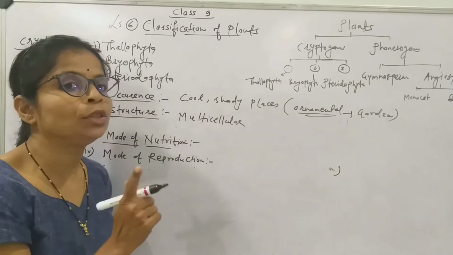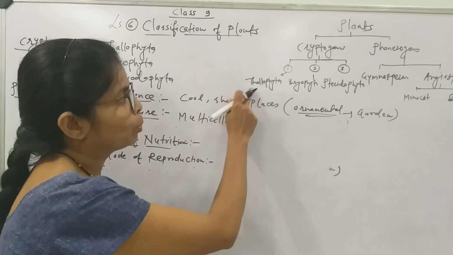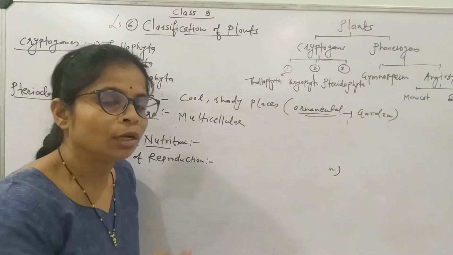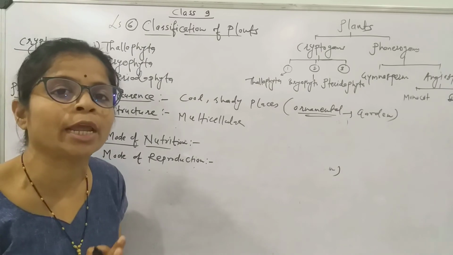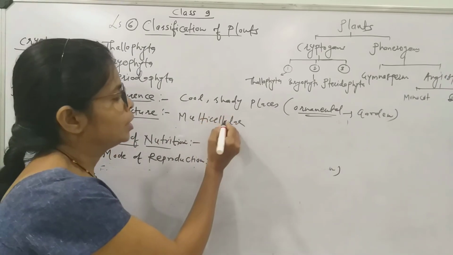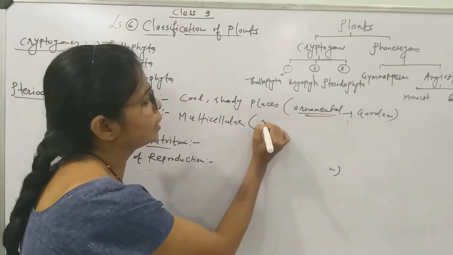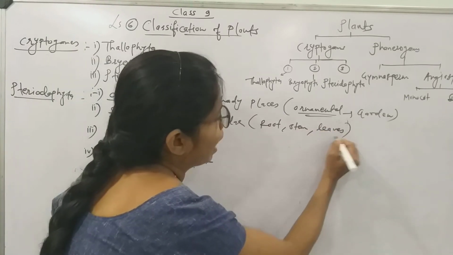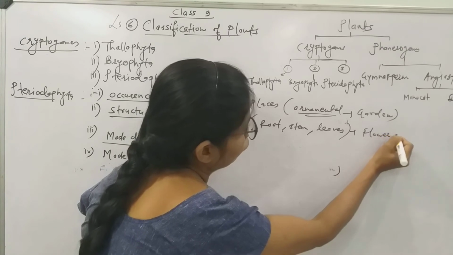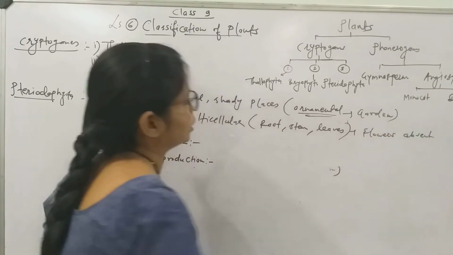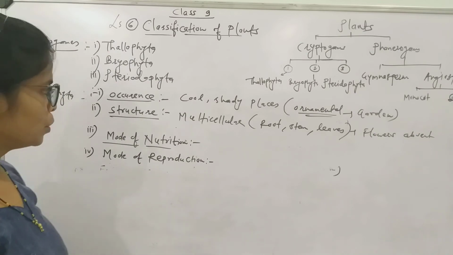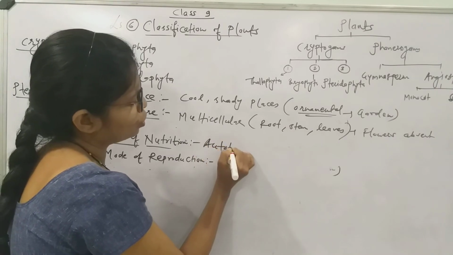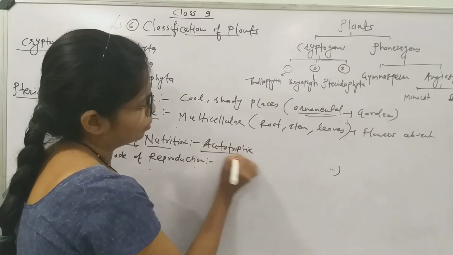Now here one new thing we have to study. In thallophyta and bryophyta, the examples which we have studied, there was absence of root, stem, leaves and flower. But here the body is multicellular and it has root, stem and leaves; flowers are absent. Now mode of nutrition again is autotrophic, as they perform photosynthesis.